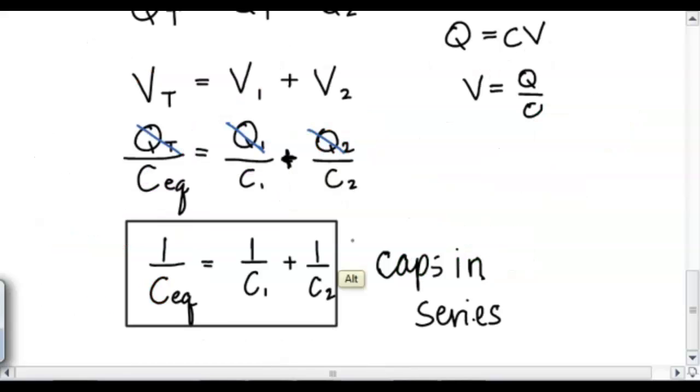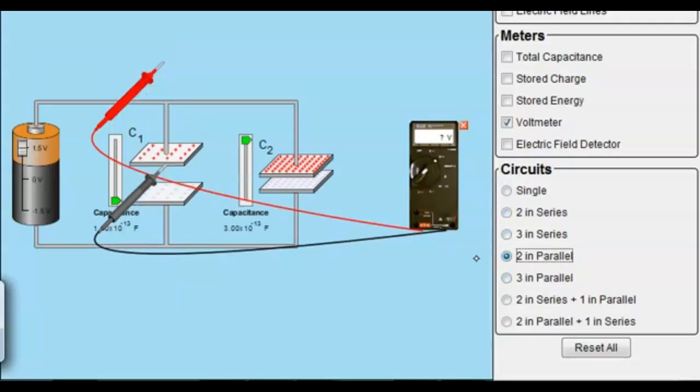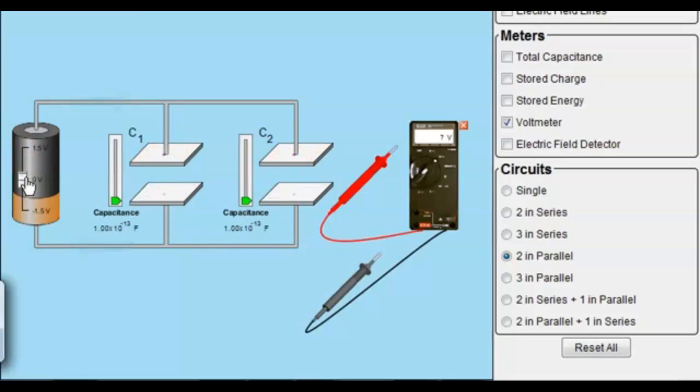Alright, so now let's look at them in parallel. So over here, I'm going to put 2 in parallel. Grab my voltmeter here. And let's do the same thing. Let's start out with equal capacitance. And our battery is maxed out. If I draw it down, let's see. As I increase the voltage, each one of the capacitors is increasing in charge.